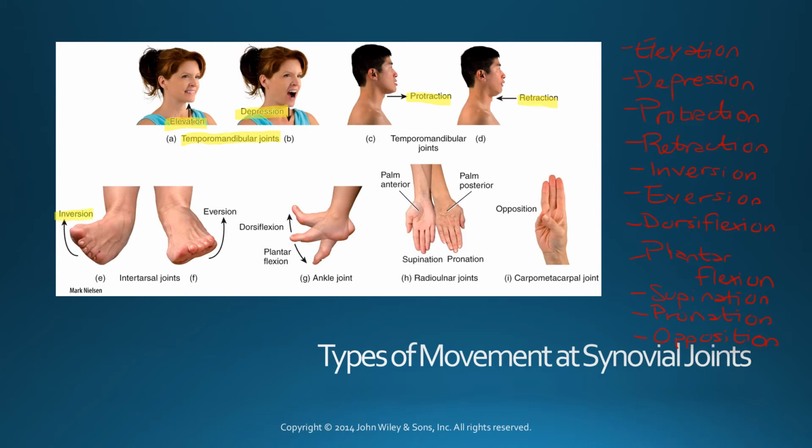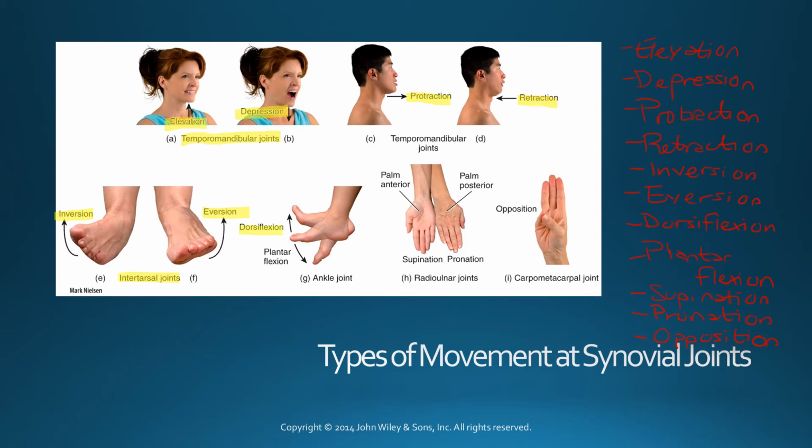Next, inversion is movement of the sole medially at the intertarsal joints. And then the opposing movement is eversion. Eversion is the movement of the sole laterally at the intertarsal joints.